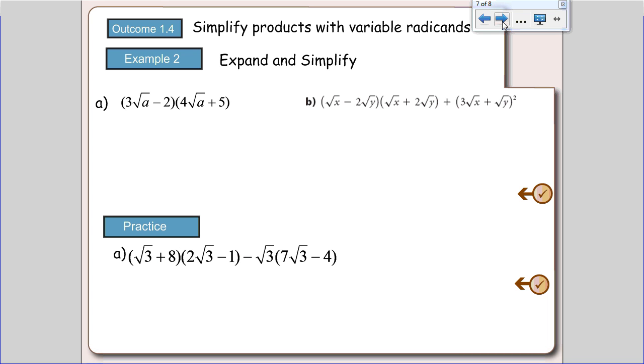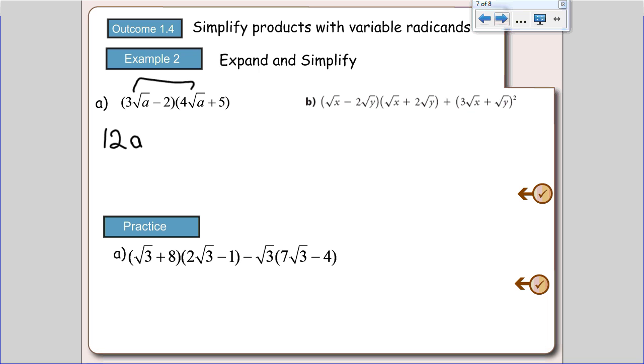We did this question. It's not any harder. We're going to follow the exact same rules. First, 3 times 4 will give you 12. Root A times root A, root signs cancel out, so it's just going to be 12A. That's your very first thing, your first, your outside.